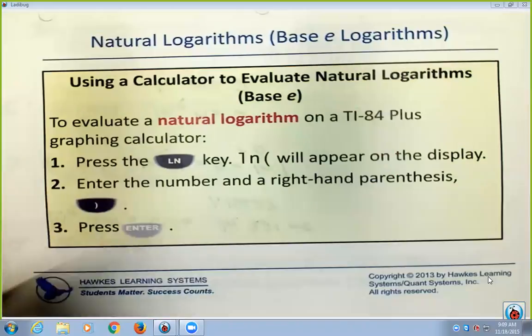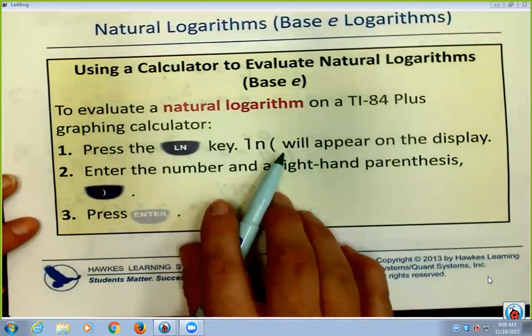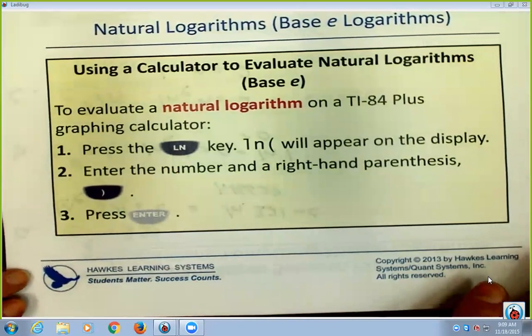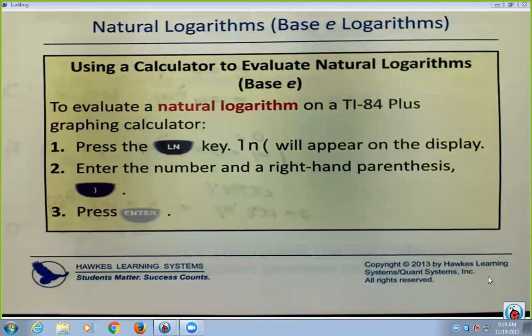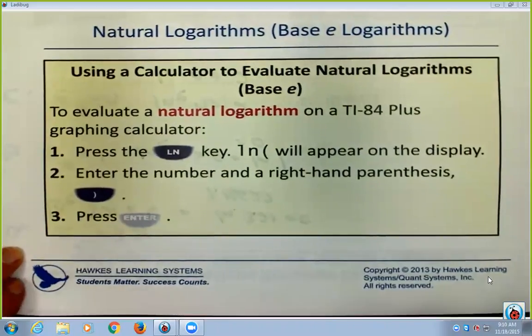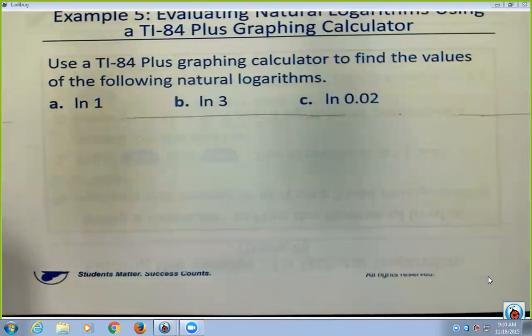Okay, so then on a natural log, just what I showed you, you go to your ln key, enter your value, close it with a parenthesis, and hit enter. That's our methodology to solve these. And this again, a base of e with logarithms is what we're working with, natural logarithms. Okay, so let's see what we get on these guys.